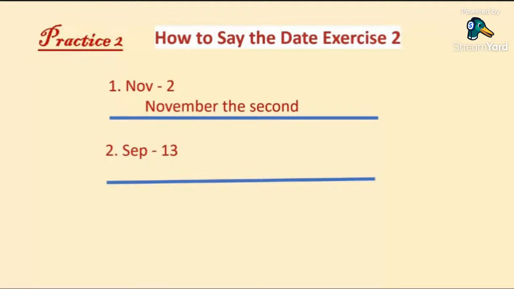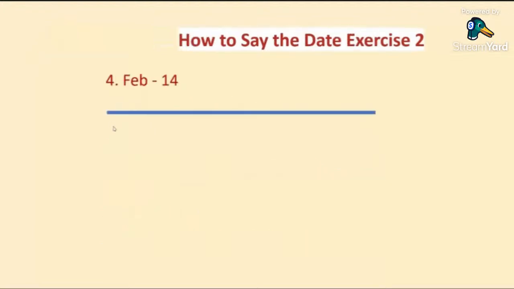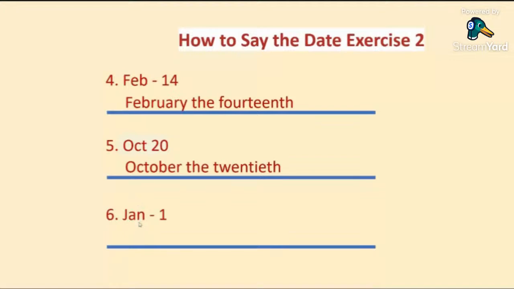Number 2. September-13. Answer is September the 13th. Number 3. May-22. Answer? It's May the 22nd. Number 4. February-14. Answer? It's February the 14th. Number 5. October 20. Answer? October the 20th. Number 6. January-1. Answer is January the 1st.